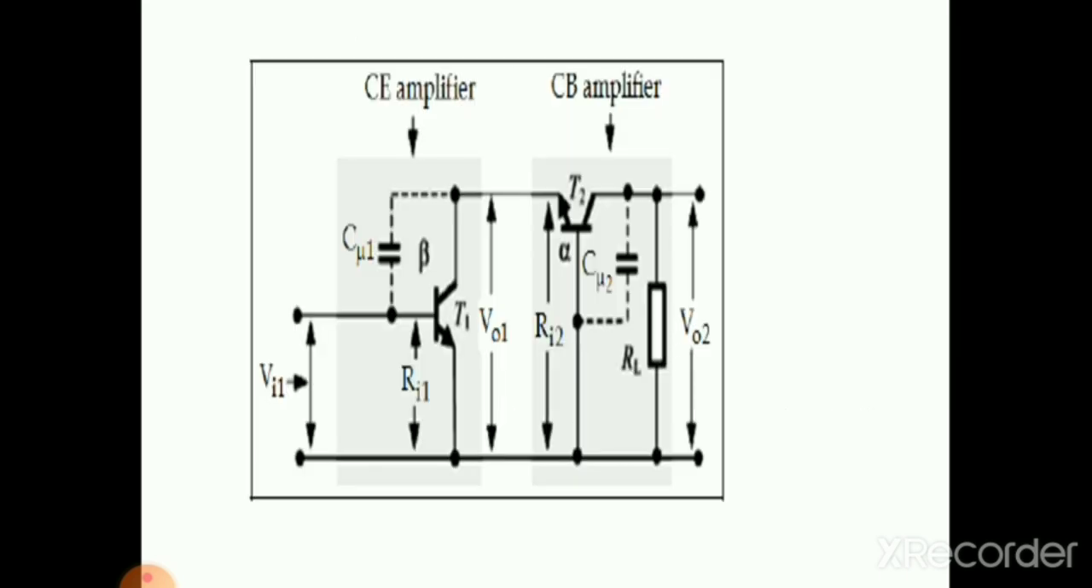See the CE amplifier, we can see the C mu 1 and C mu 2. These are the capacitive effects between the collector and base. C mu 1 is for the CE amplifier and C mu 2 is for the CB amplifier.